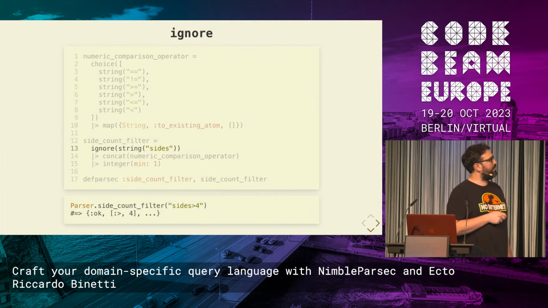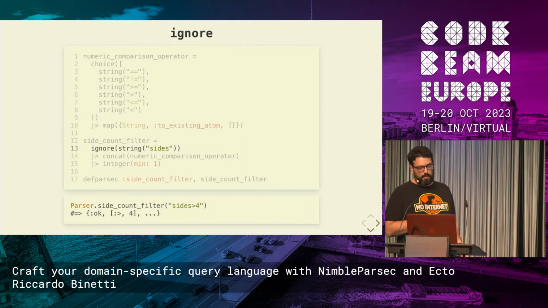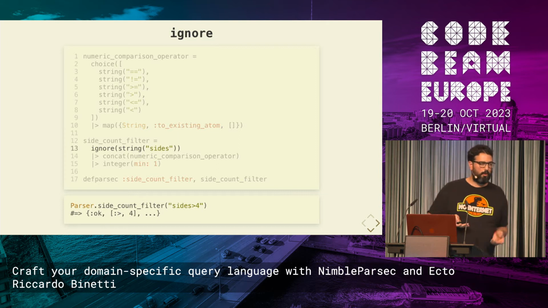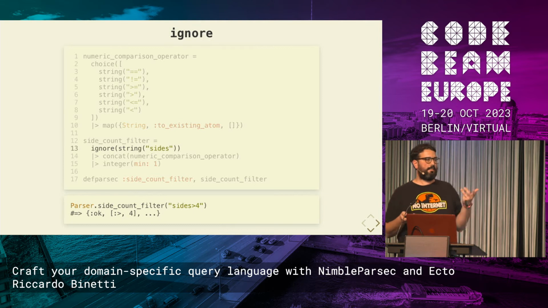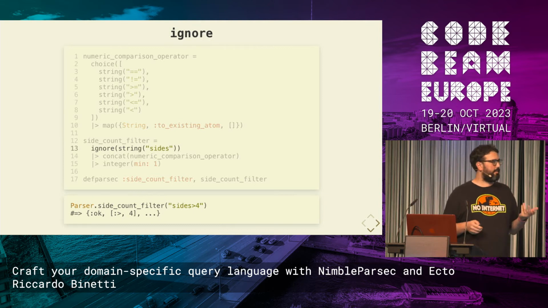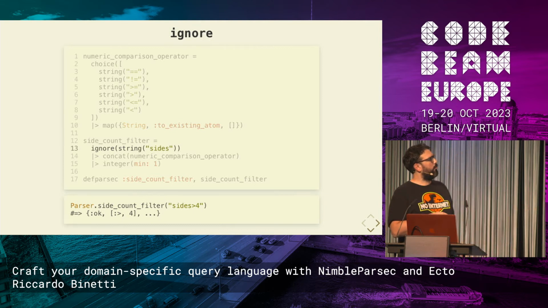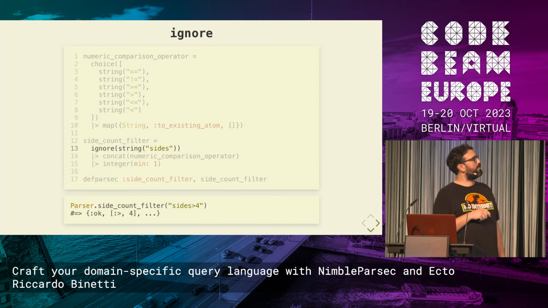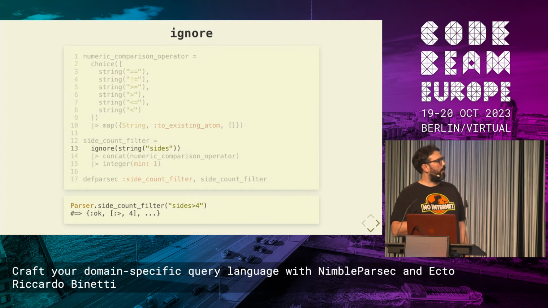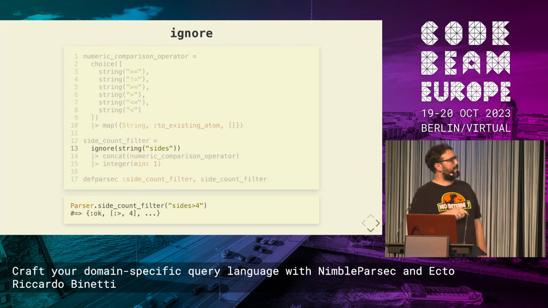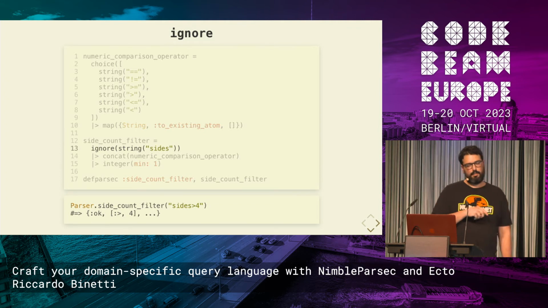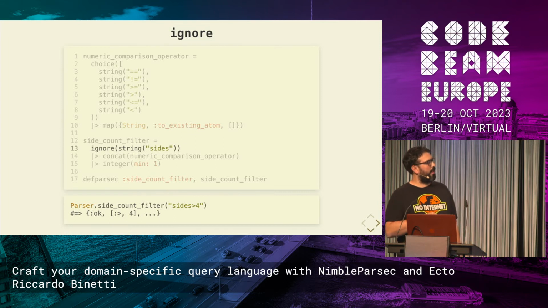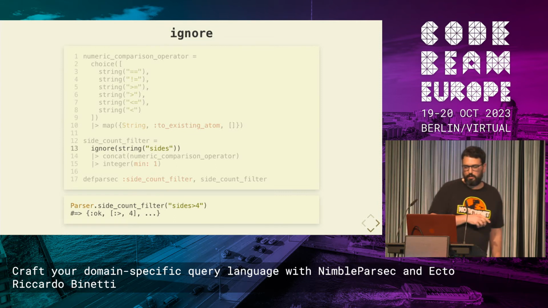So next step, the sides part is actually useless. We want to recognize it, but it doesn't make sense in our output. It doesn't have any semantic meaning. So we just wrapped the string combinator inside an ignore combinator. And what this does is that it still requires you to pass the side string, but it will not output it inside the output of the combinator.